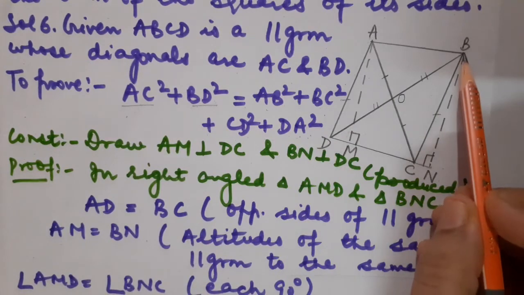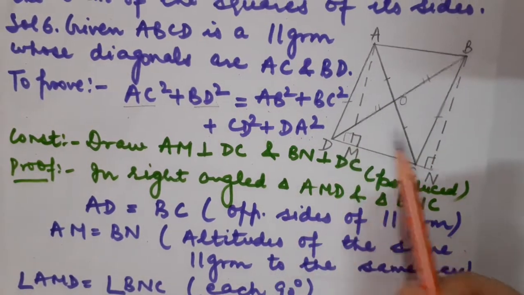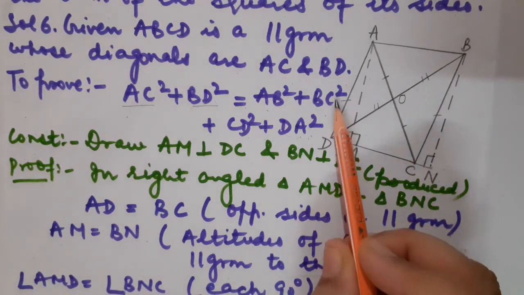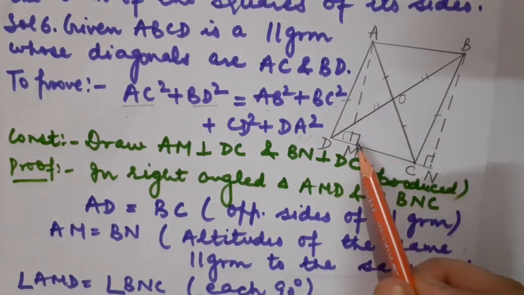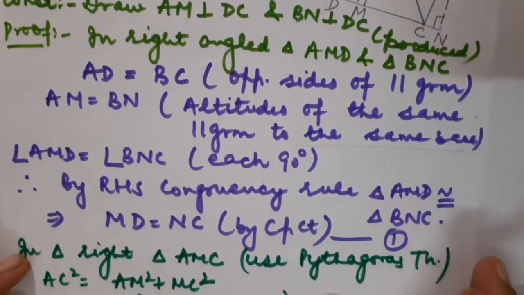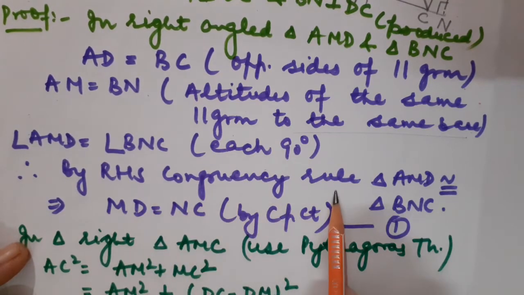This angle AMD is equal to angle BNC. Both are of 90 degrees. Here I have taken a 90 degree angle. And the opposite side of 90 degrees, that is the hypotenuse, as well as I have taken another side other than the hypotenuse. So can you tell me which criteria I am going to apply? Yes, I am going to apply the RHS congruency criteria.